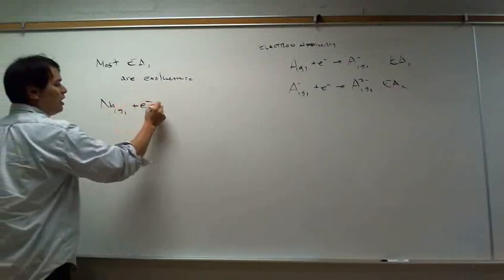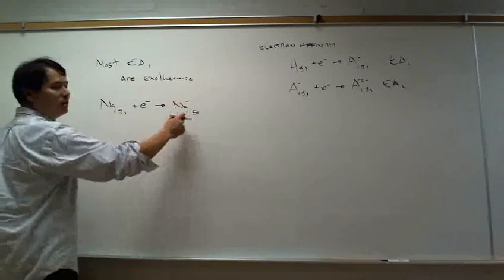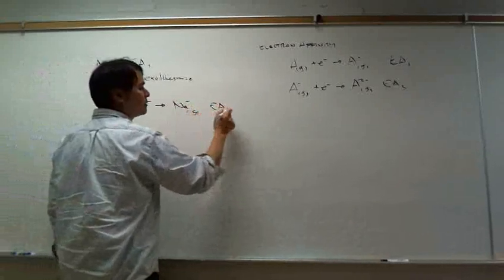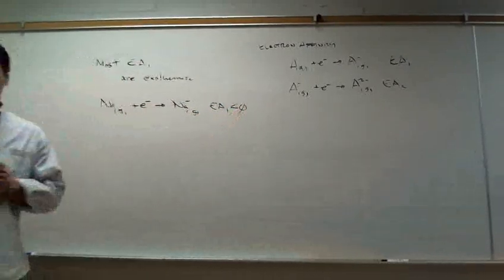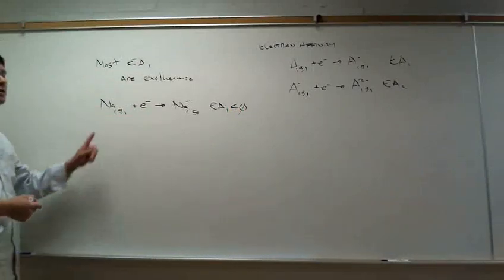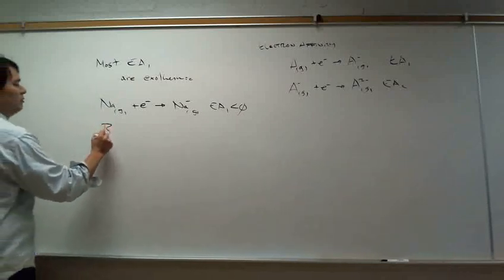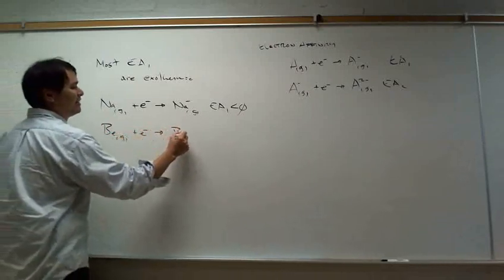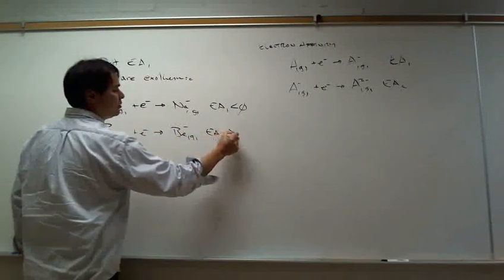But if we were to add an electron to form this very unusual ion, this would actually be exothermic, meaning it's forming something more stable. And so this is EA1, which is less than 0. Now, if we go to something like beryllium, if we add an electron to beryllium gas, it's not so favorable. EA1 is greater than 0.